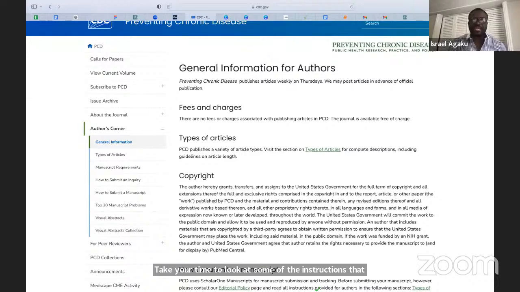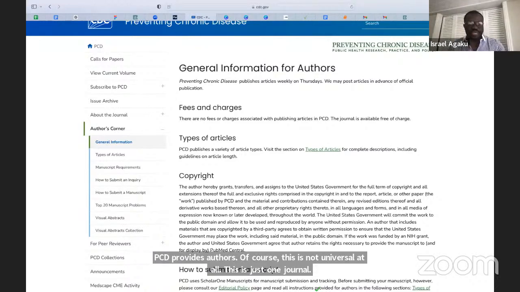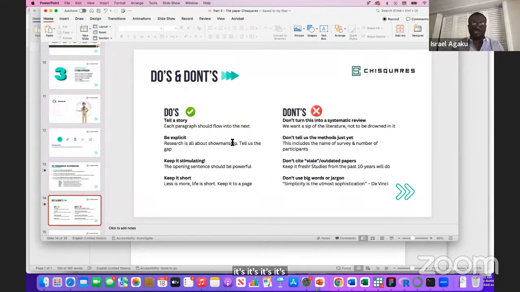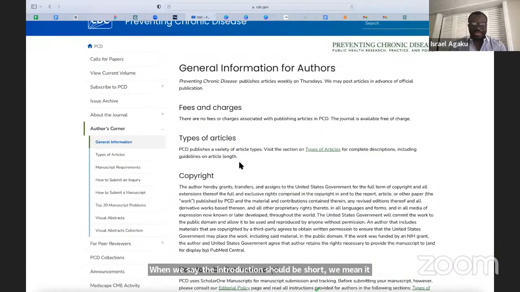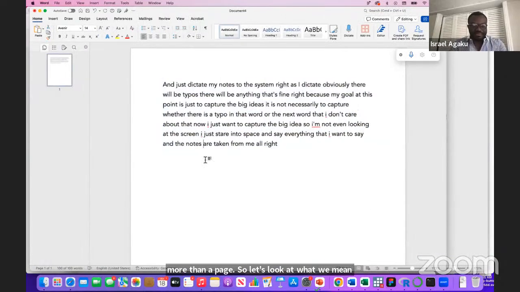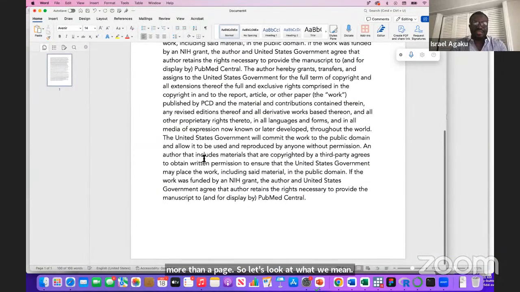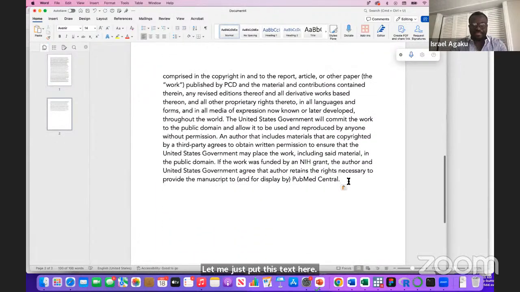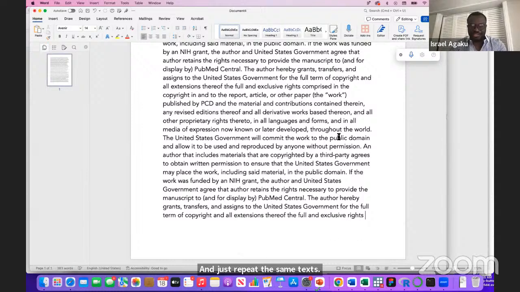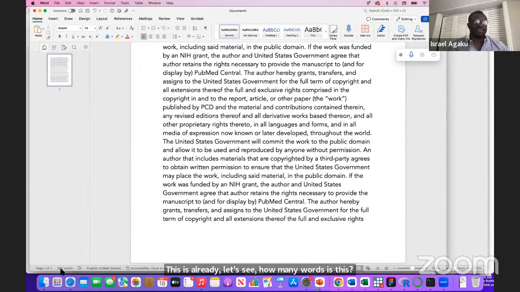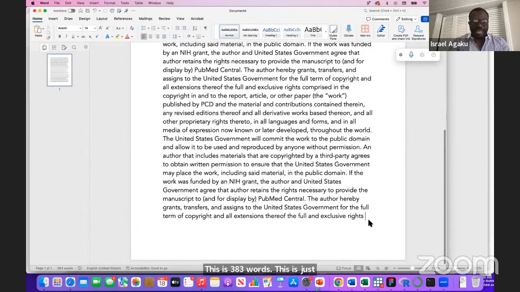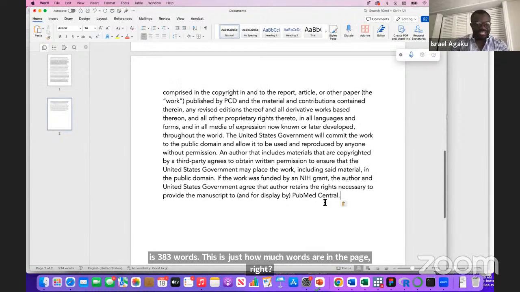This is just one journal, but the whole idea is to show you that when we say the introduction should be short, we mean it should be short. The introduction should not feel more than a page. So let's look at what we mean. Let me just put this text here and repeat the same text. How many words is this? This is a full page. This is 383 words. This is just how many words are in a page, right? So an introduction of this length is already getting too long.